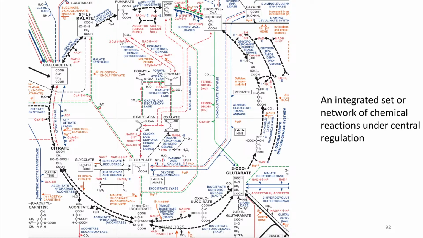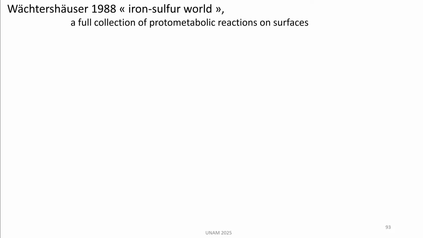My general definition could be that metabolism is an integrated set or a network of chemical reactions which happen under some kind of central regulation. So there is no purpose, of course, in the origins of life, but there is still some kind of cybernetic control. Can that happen? It doesn't happen naturally in chemistry. You will not find reactions self-organizing like this easily.